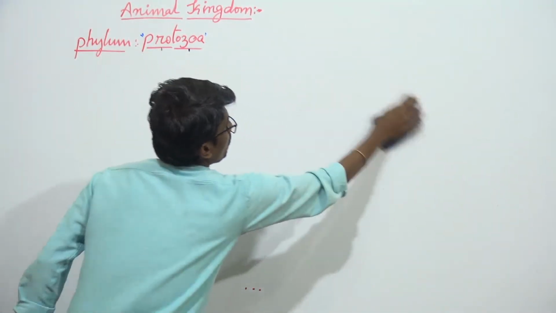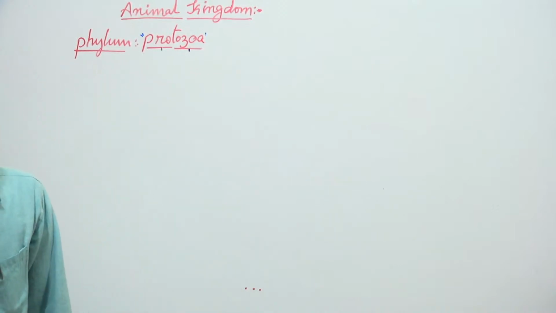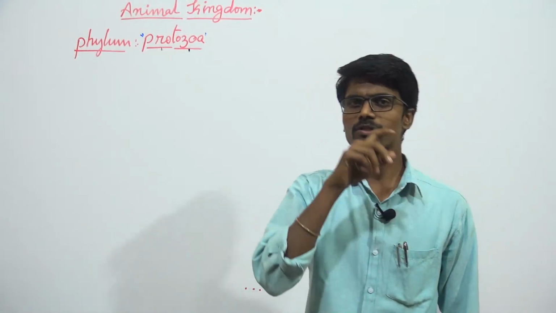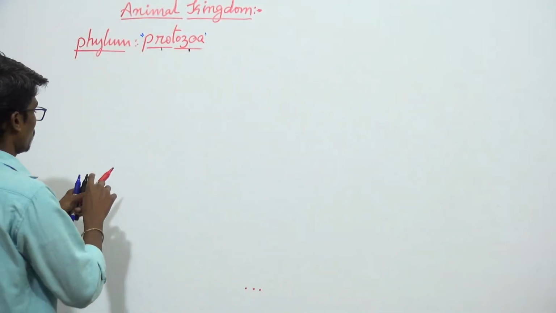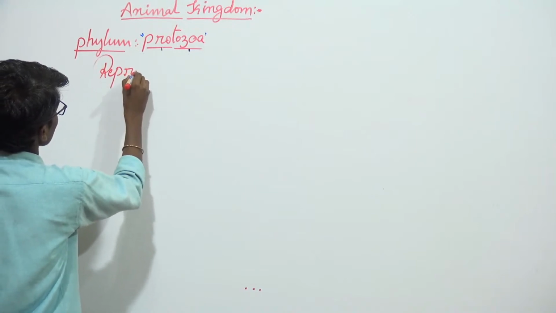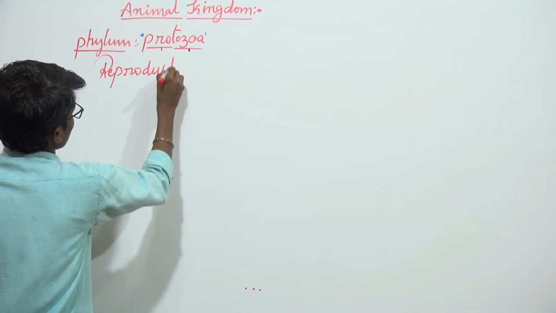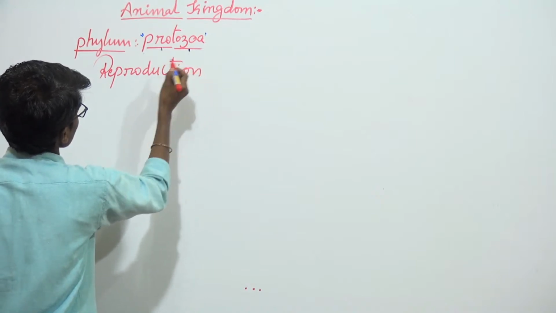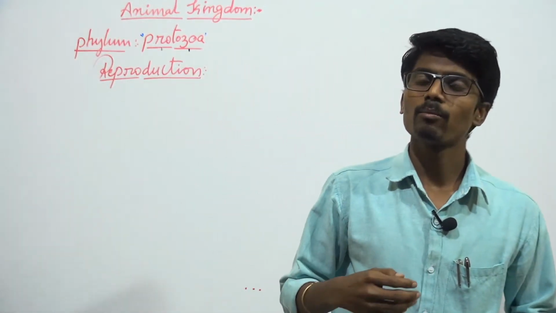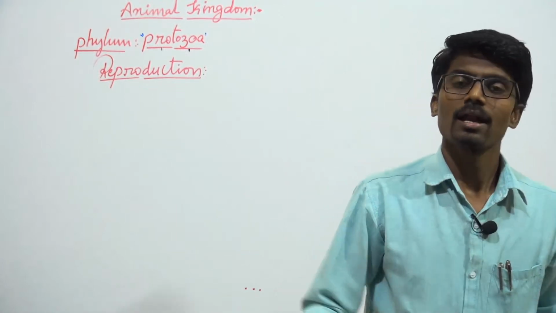Now we will discuss how these unicellular protozoans can reproduce and continue the generation. That is the concept of what? Reproduction. Here, what do you mean by reproduction? Reproduction is one biological process. It is just like a life process.